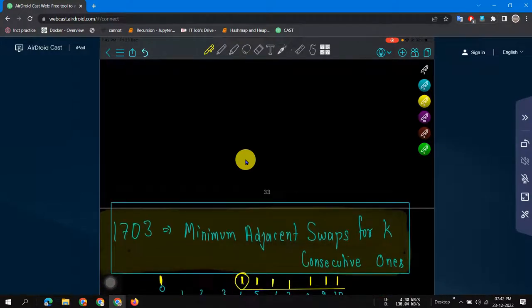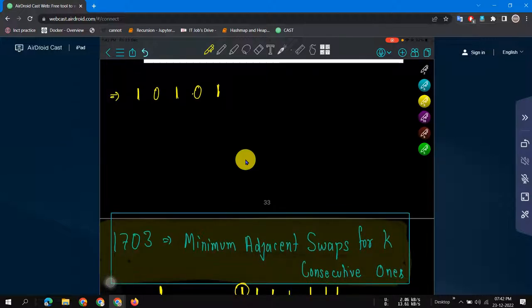Let's say the input given is 10101, right? Let's say this is our example. So let's say this is a point, and this is the midpoint. What I will do is calculate all the jumps I took to collect all the ones, and let's say k equals 3.